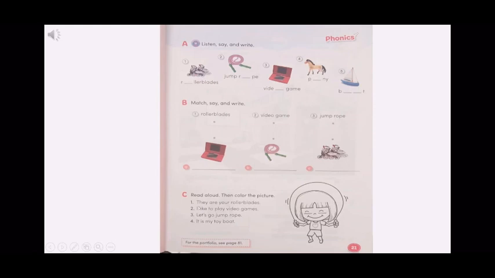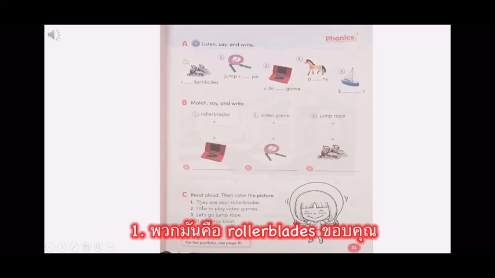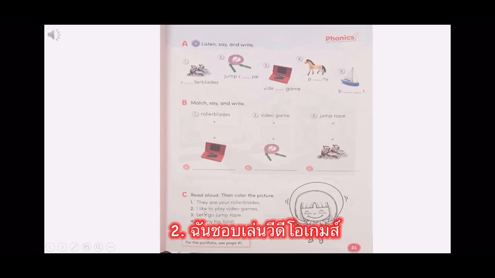Okay, next, letter C. Read aloud and color the picture. Number 1, everybody read: they are your rollerblades. Number 2, I like to play video games. Number 3, let's go jump rope. Number 4, it is my toy boat. Okay, now you go to the picture and color this one.